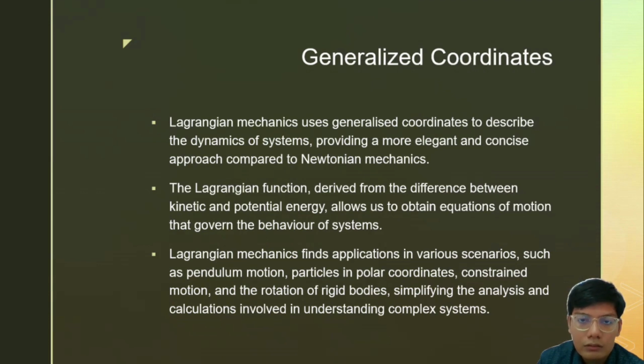The Lagrangian, the difference between the system's kinetic and potential energy, allows us to obtain the equations of motion that govern the system's behavior. This framework finds application in various real-life scenarios, such as the motion of pendulums, moving particles, constant motion, and rotation of rigid bodies. By utilizing appropriate generalized coordinates, Lagrangian mechanics enables us to effectively describe and analyze the dynamics of complex systems.